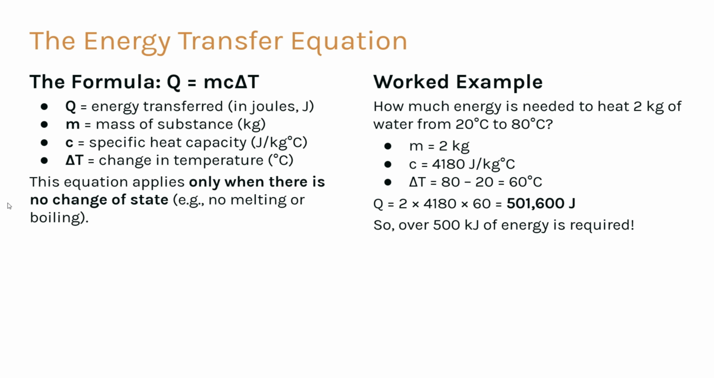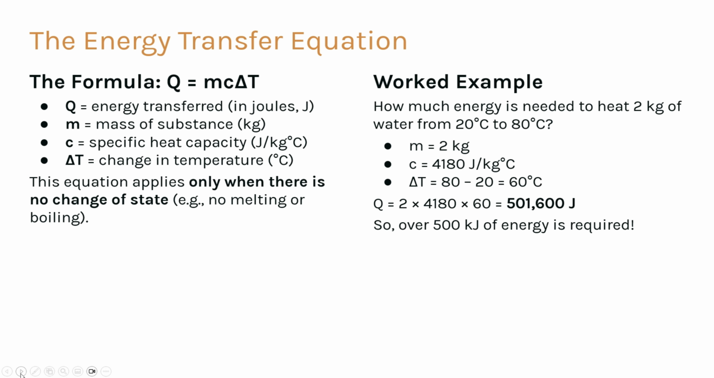The energy transfer equation. To calculate energy changes during heating, we use an important equation: Q equals mc delta T, where Q is the energy transferred in joules, m is the mass in kilograms, C is the specific heat capacity, delta T is the change in temperature. This equation only applies when there is no change of state, so no melting or boiling.